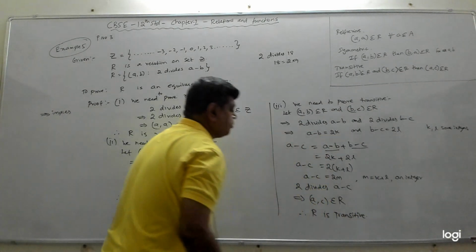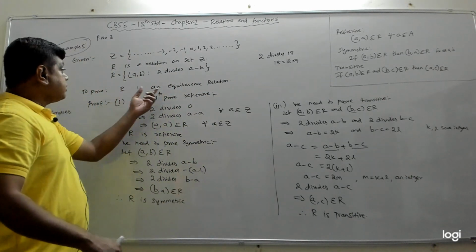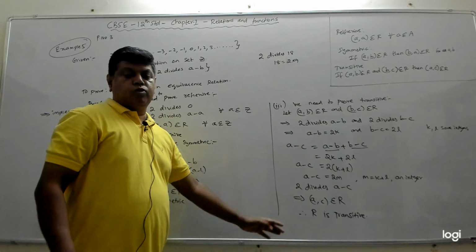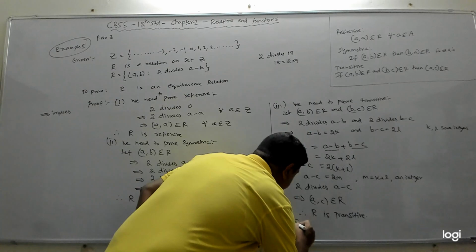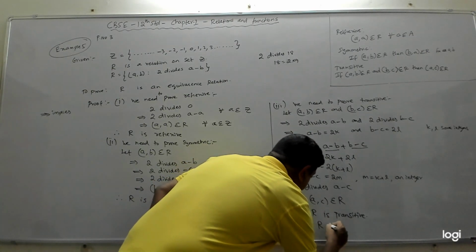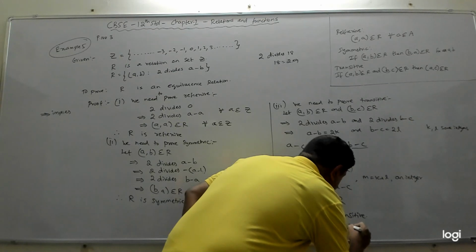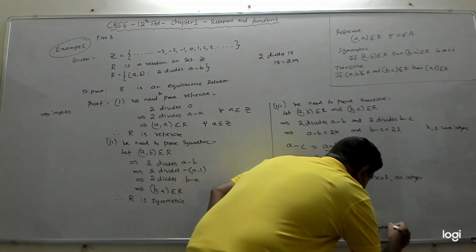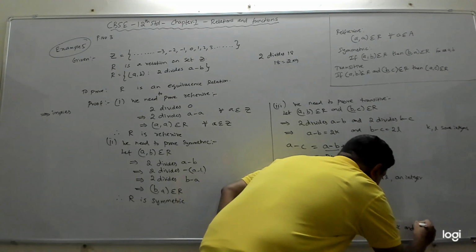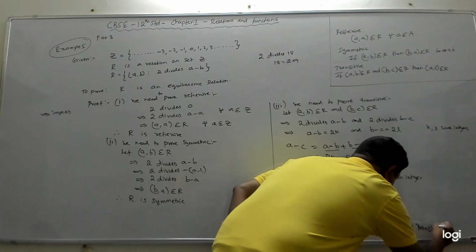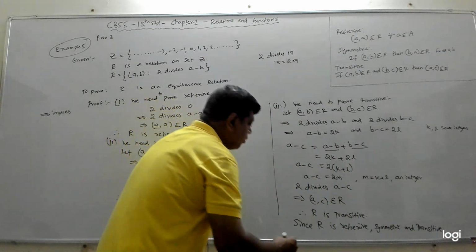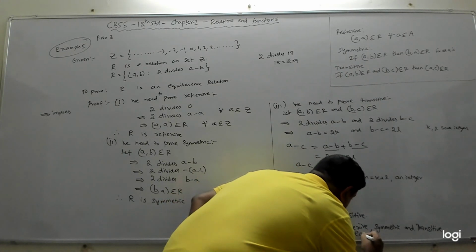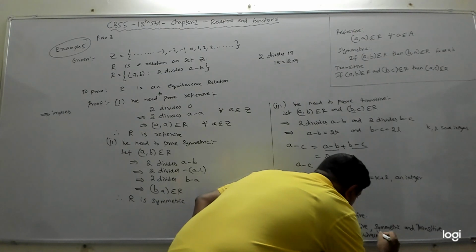R is transitive. Now the conclusion: we have to prove R is an equivalence relation. Now R is reflexive, R is symmetric, and R is transitive. So we should say since R is reflexive, symmetric, and transitive, therefore R is an equivalence relation.